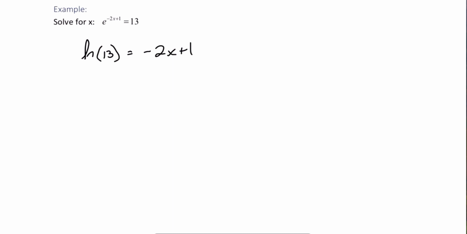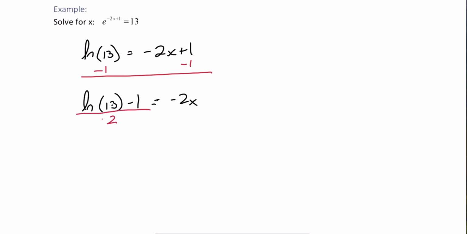Now to solve this, we will subtract 1 on both sides. Natural log of 13 minus 1 equals negative 2x. Divide both sides by negative 2. And we get natural log of 13 minus 1 over negative 2 is equal to x.